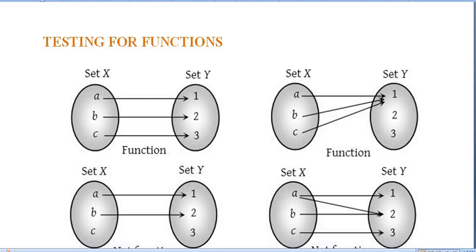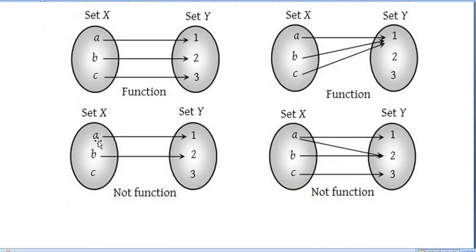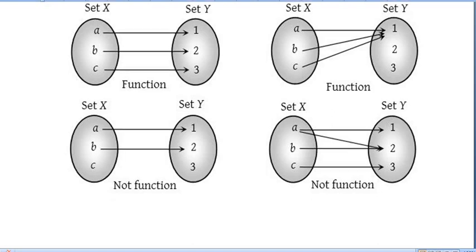In the next picture, A has the output 1, B has the output 2, but C has no output. So it is not a function. In this picture, A has 2 outputs, so that also is not a function. If an input has 2 or 3 outputs, that is not a function.